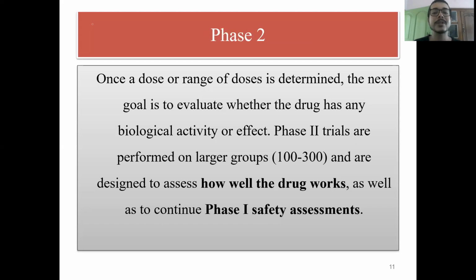Phase 2: once a dose or range of doses is determined, the next goal is to evaluate whether the drug has any biological activity or effect. Phase 2 trials are performed on larger groups, as I have told. They are designed to assess how well the drug works, as well as to continue the phase 1 safety assessment. So phase 2 is basically a continuity of the phase 1 trial and safety assessment, done on larger groups of 100 to 300. And here healthy volunteers are not basically taken.